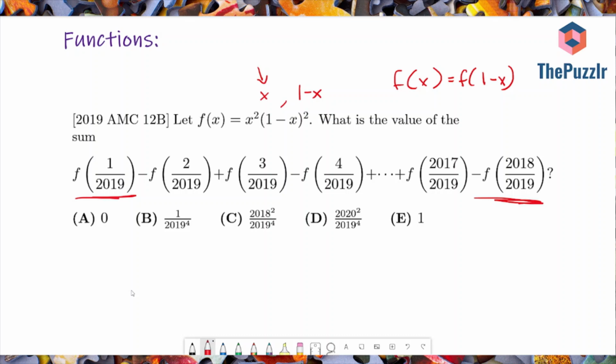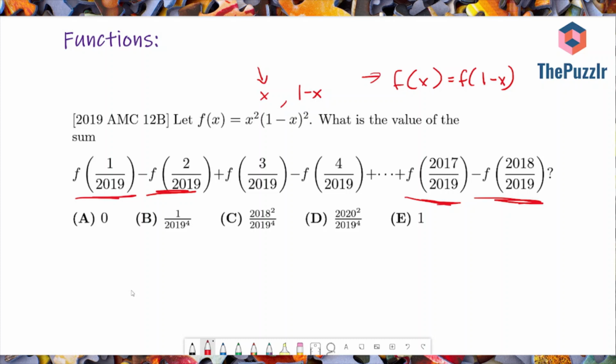1 over 2019 plus 2018 over 2019, they add up to 1. So subtracting them, since they add up to 1, they're both the same using this right here. So subtracting them from each other would just give us 0. Then the second term is subtracted, and then we're adding the second to last term. So that would also give us 0. And all the way to the middle, right? So our final answer, all the terms will cancel out.